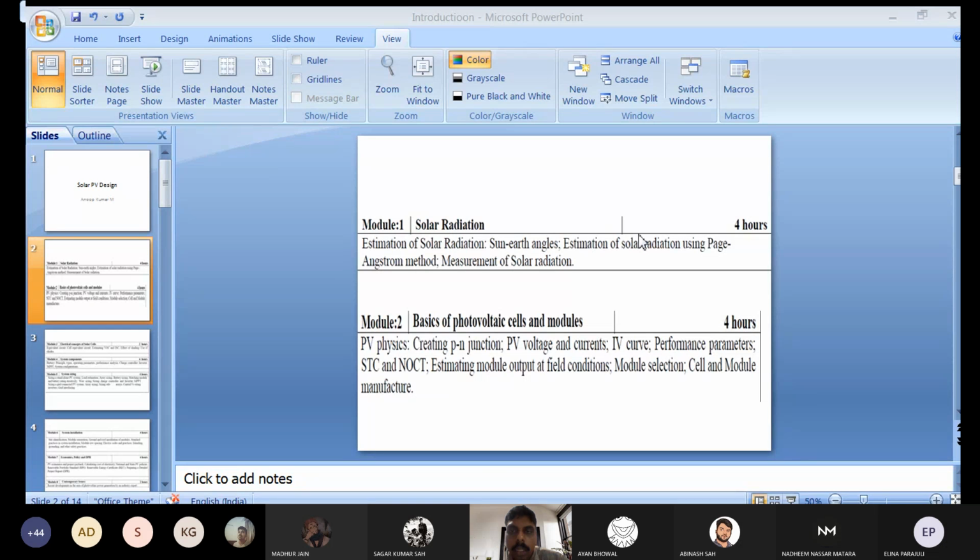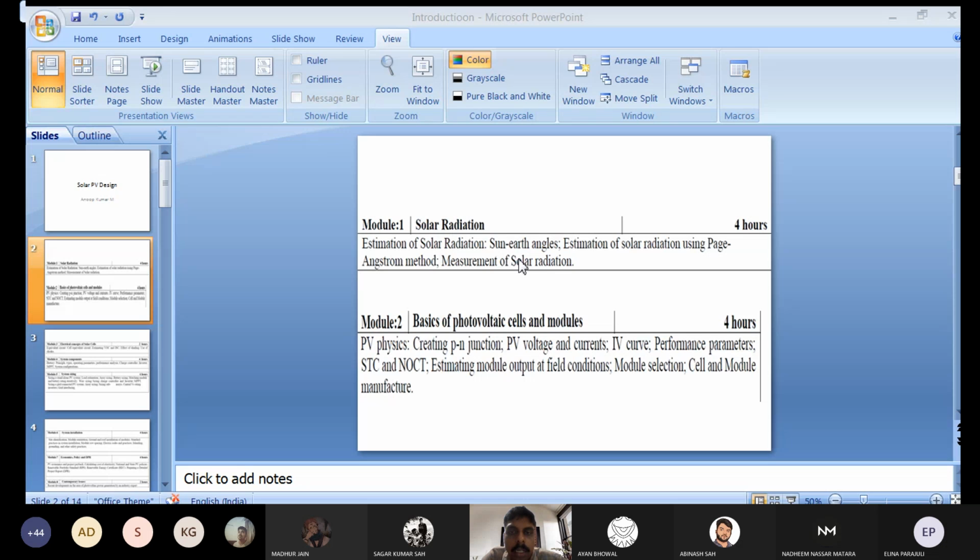Estimation means you can either estimate solar radiation or measure it. How much solar radiation can we expect in a given location? We can use some correlations and get an estimation. One method is the Page-Armstrong method. Another is measurement, using some devices. If you want to measure current, we use an ammeter; voltage, a voltmeter. Like that, solar radiation we can measure using pyranometer, pyrheliometer, shadow ring pyranometer. We will see what these are. That's about the first unit.